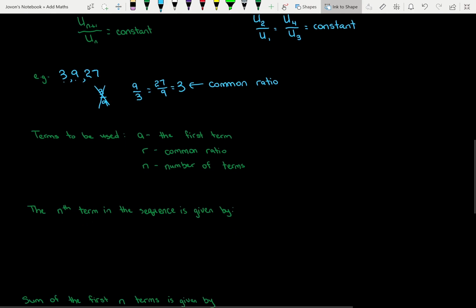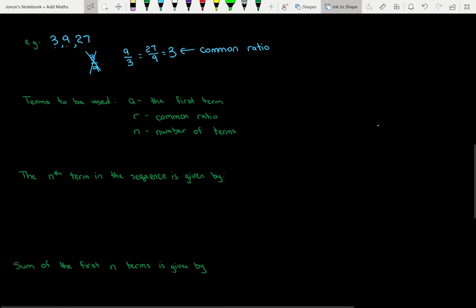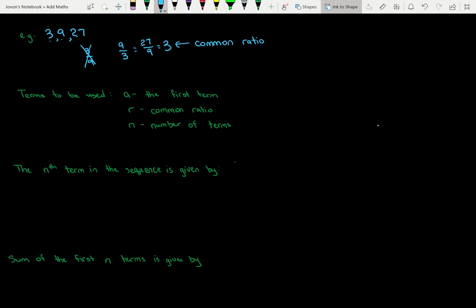So again, the terms to be used are roughly the same. The a represents the first term, r represents the common ratio. Remember, in an AP we had a d which represents the common difference, and n refers to the number of terms. So the nth term of a GP is given by T of n is equal to a multiplied by r to the power of n minus 1. Note, r alone is to the power of n minus 1, not a.